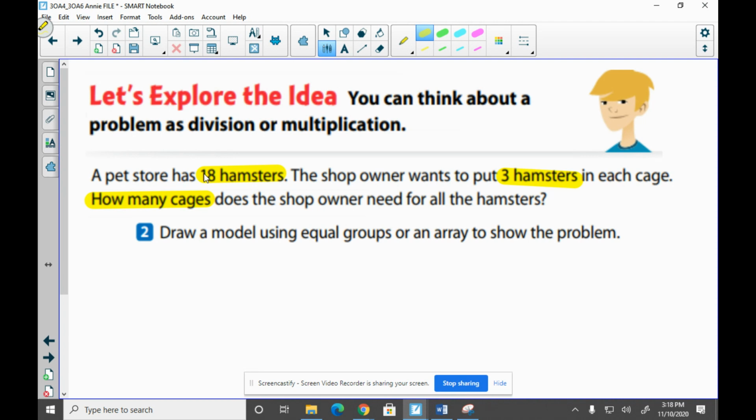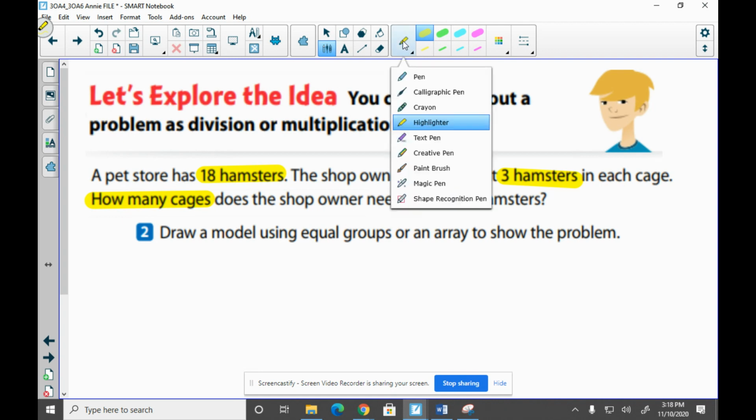So a pet store has 18 hamsters. That's important. The shop owner wants to put 3 hamsters in each cage. That's important. That's how many is in each group. So what we're not given in this word problem is how many cages the shop owner needs for all of the hamsters. It says to draw a model using equal groups or an array to show the problem. In class, I let the students decide which one they wanted to use.